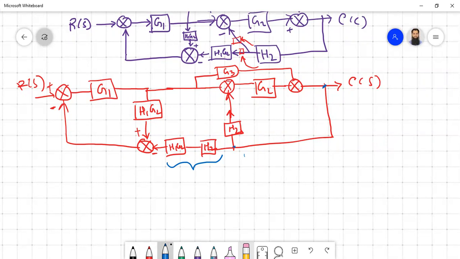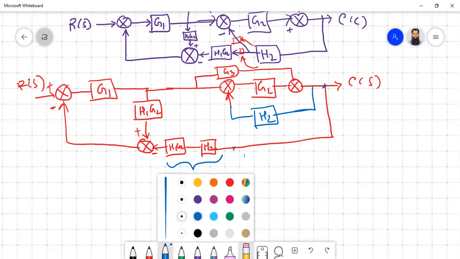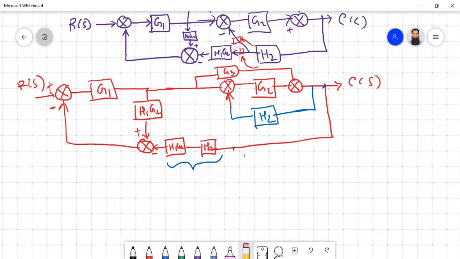So what we can do simply is by erasing it from here, we can directly connect to the source with H2 here. So now it's coming closer to a common form, and also these two are in cascade, so they can be replaced with H1, H2, and G2. So this can be made in one box. So H1, H2, G2.